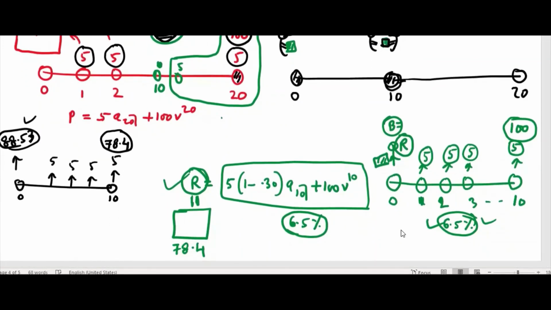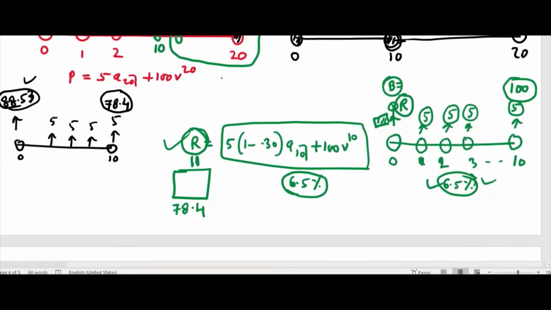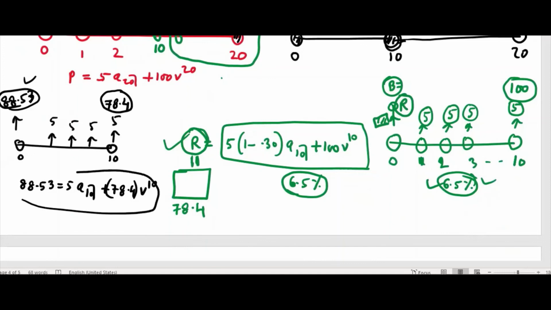So if you solve this, you write the equation of value once again: 88.53 is equal to 5 a10 plus 78.4 v^10. You have to solve it using interpolation. You will come across interpolation all the time in this chapter and in subsequent chapters as well. You get i. That's all.